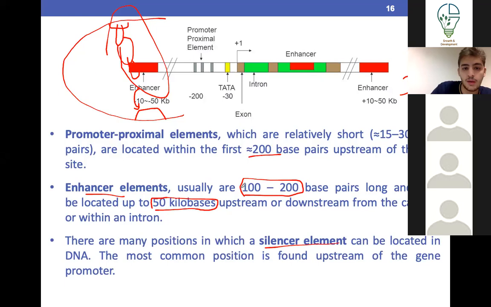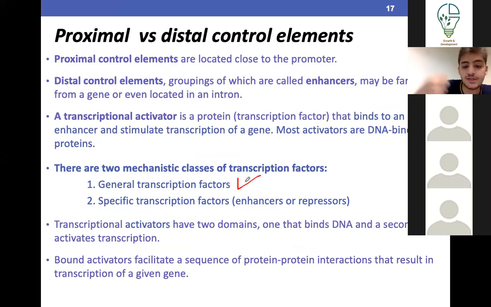And this is what we've talked about. We've talked about general transcription factors, which are needed to initiate, which bind to the promoter region and initiate transcription. Specific ones control it: they either increase the rate or decrease the rate, and they bind to enhancers or repressors. Enhancers are distal control elements, and proximal control elements are the promoters. Proximal means close, distal is far.